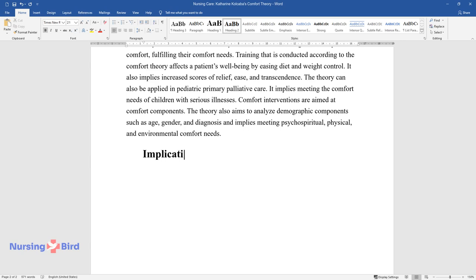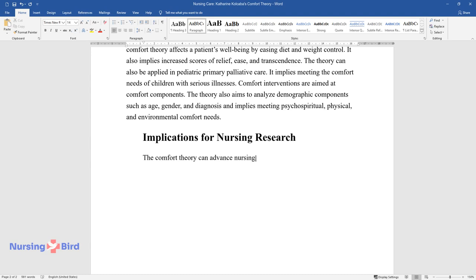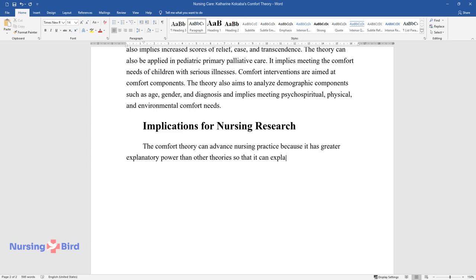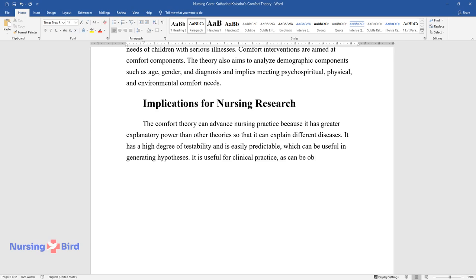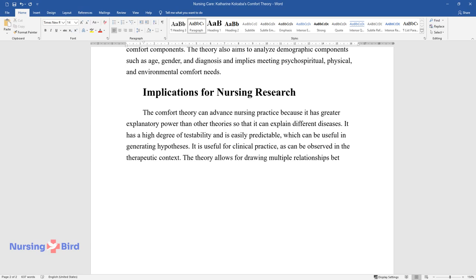Implications for nursing research. The comfort theory can advance nursing practice because it has greater explanatory power than other theories so that it can explain different diseases. It has a high degree of testability and is easily predictable, which can be useful in generating hypotheses. It is useful for clinical practice, as can be observed in the therapeutic context. The theory allows for drawing multiple relationships between single concepts and utilizes terms relevant to nursing practice.